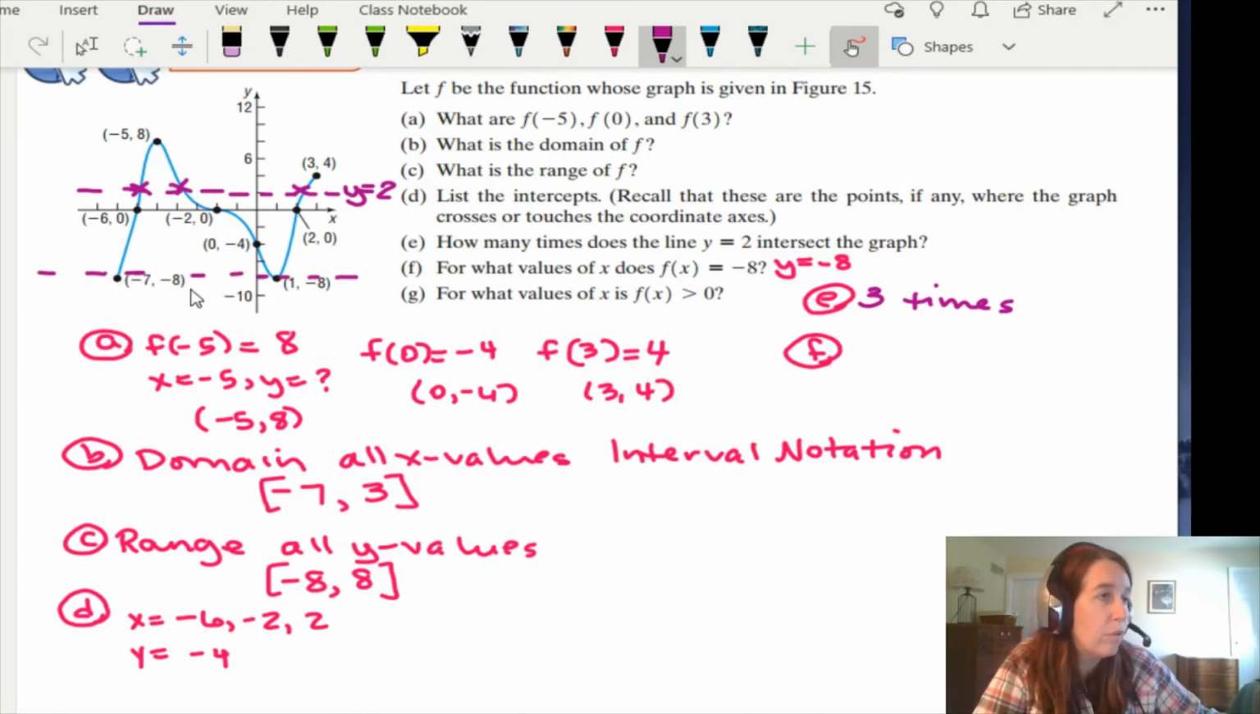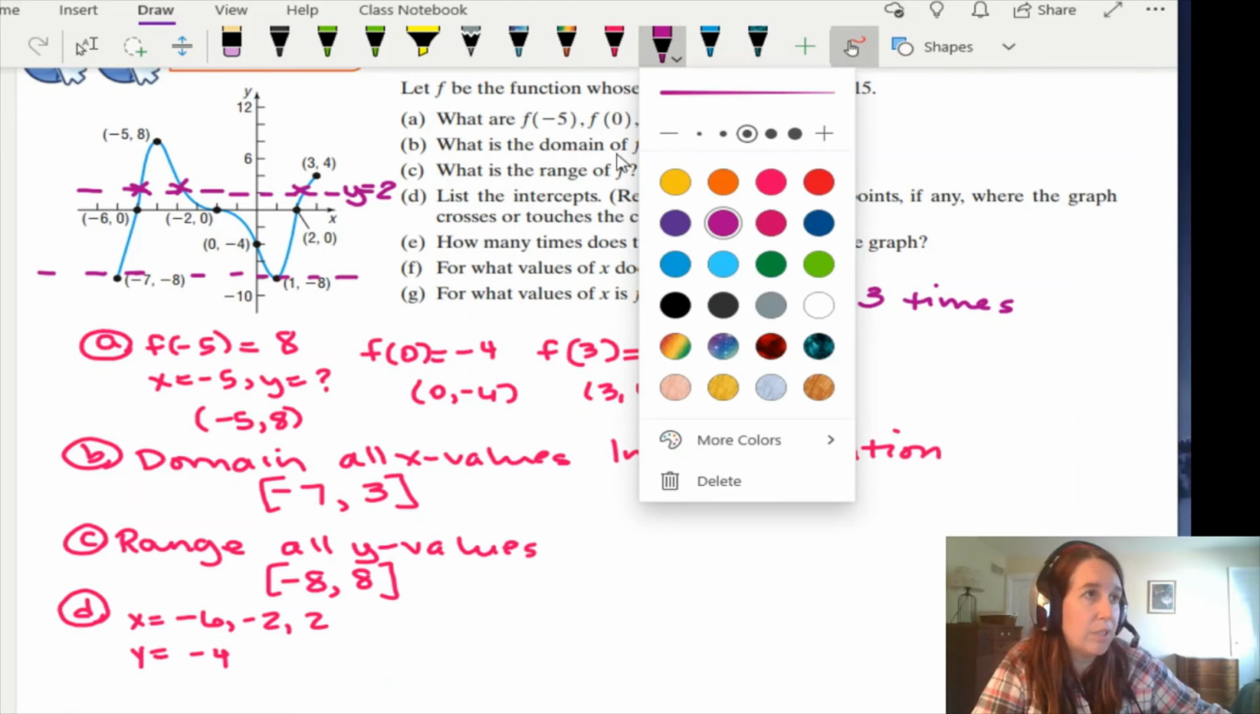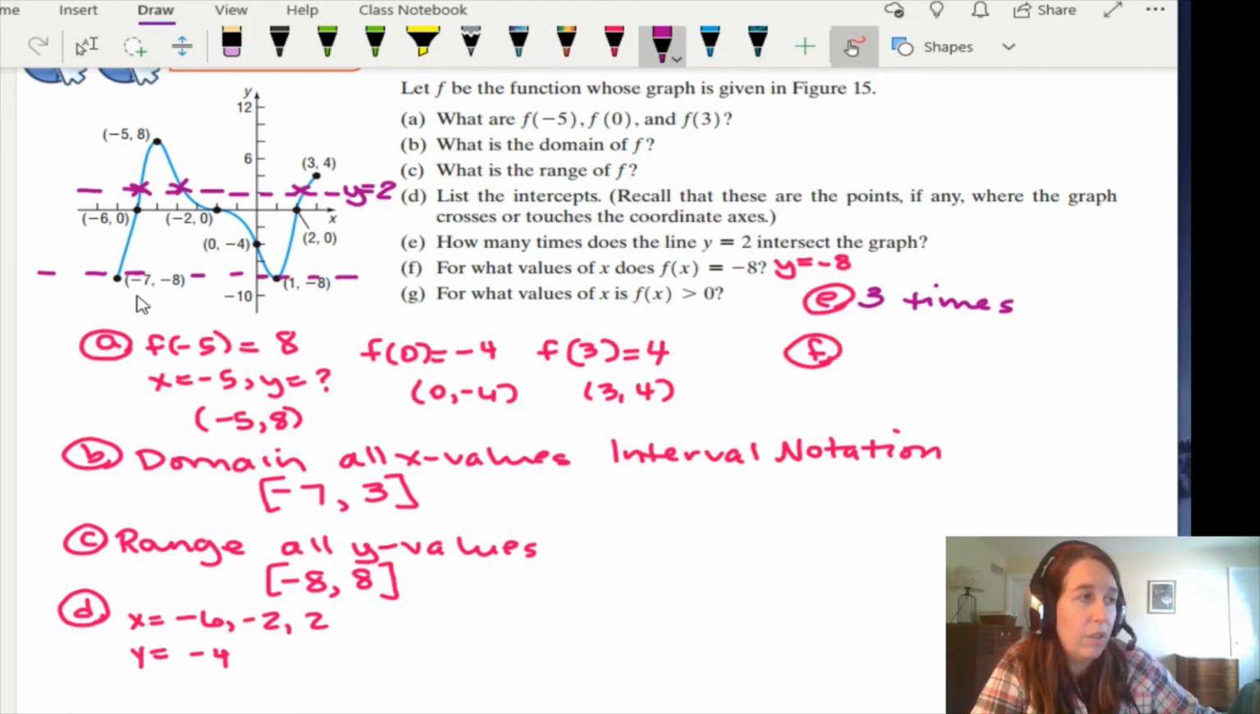Okay, for what values of x? So notice it hits 2 times, right? But that's, whoops, not what they're asking right now. They're saying for what values of x? So y is -8 when x is -7, and y is -8 when x is 1. So for those 2 values.